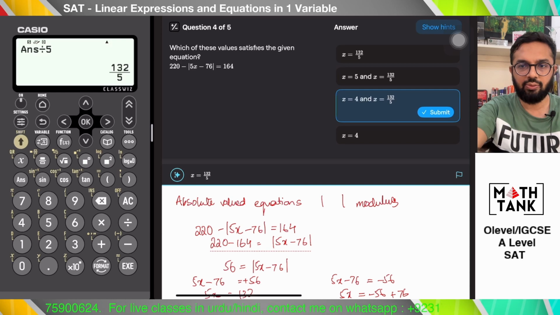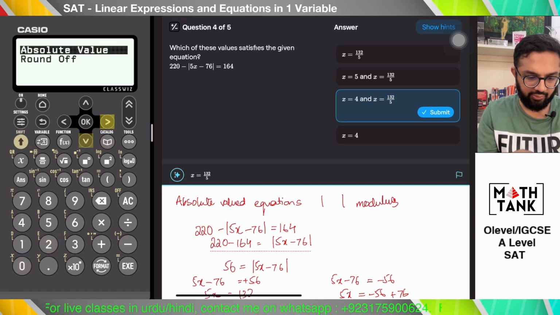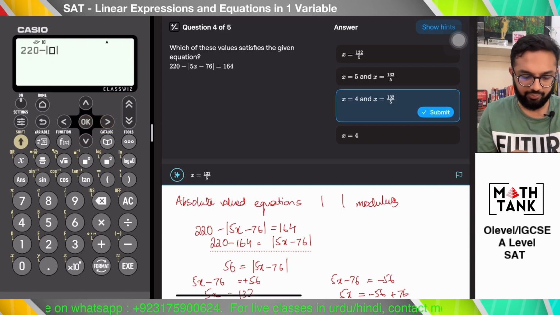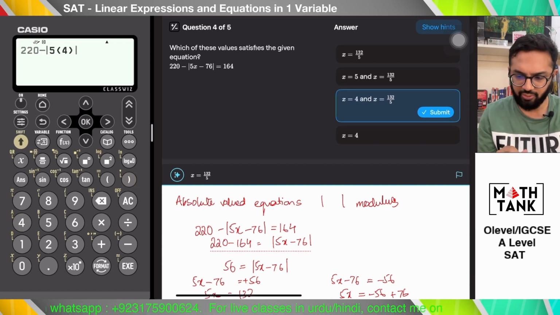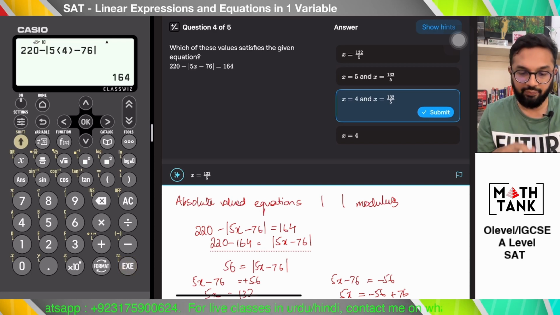So let's try. Okay, so on my calculator, what I do is I start typing 220 minus, I go to catalog and it's a numeric calculation. You see absolute value here. So 5, my value for x this time is let's say 4. I'm not solving the entire equation. I'm just checking my answers right now because that's what I wanted to do. Let's see if that boils down to 164. Yes, the first one is correct.